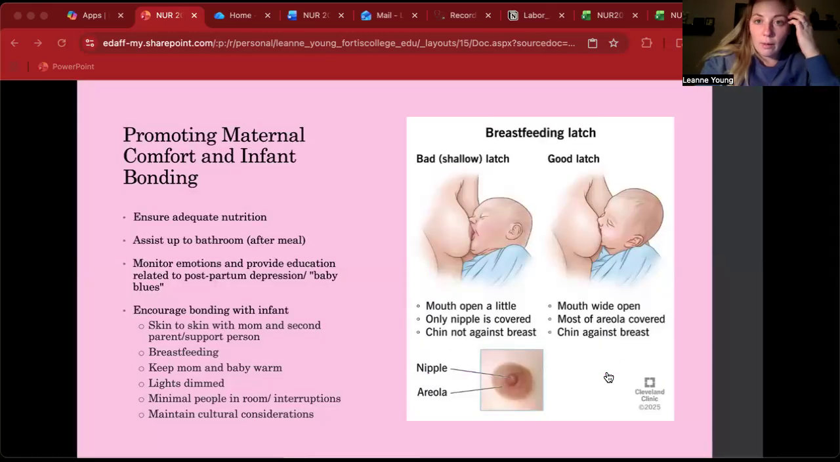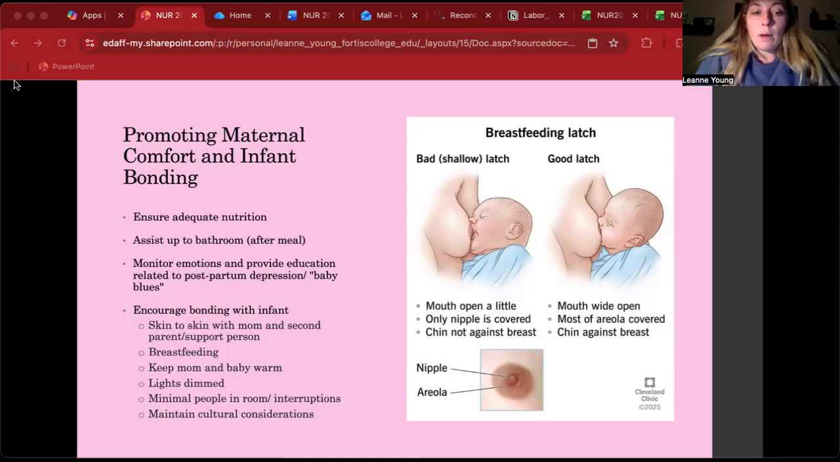So the other important thing in this immediate postpartum period is promoting maternal comfort and infant bonding. So we want to ensure that there's adequate nutrition. Help mom up to the bathroom. She should not be getting up for the first time by herself after delivery. We need to make sure that we're at the bedside with her and that we're helping her get up. We're going to monitor her emotions and provide education related to postpartum depression and baby blues, which we will talk about a lot in class and in the next couple of weeks. And then we're encouraging bonding with this infant.